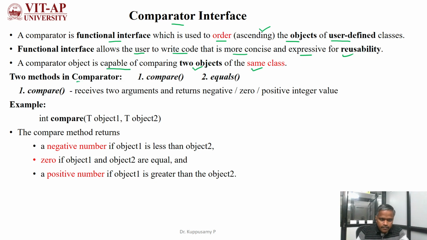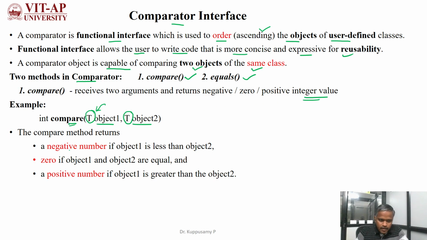The Comparator interface has two different methods. One is compare and another one is equals. The compare method receives two different objects, which are defined with different data types or the same data type. The data type will be the type variable, that is, a wrapper class data type. So the result of this compare method will be an integer value.